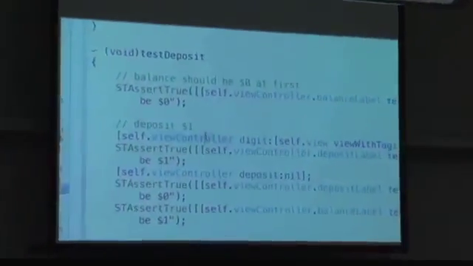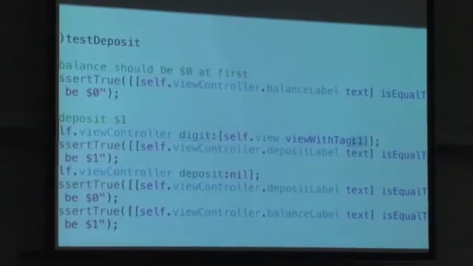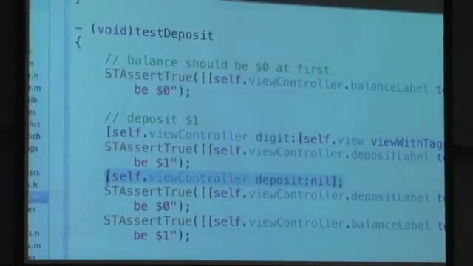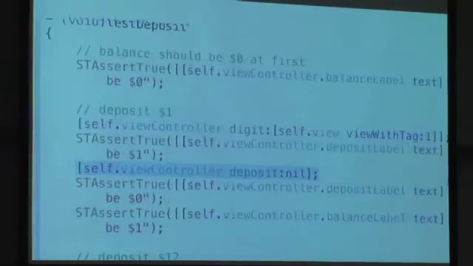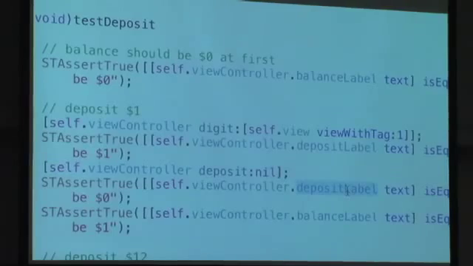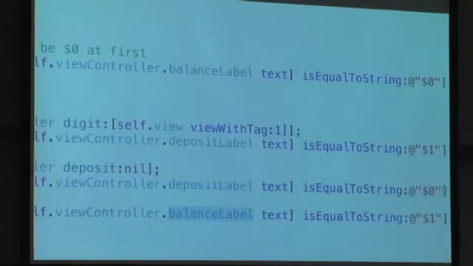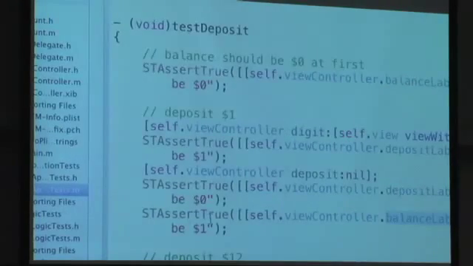How do I do that? Well, just as before, I pass to the view controller the digit message, and I pass in a view with tag 1 to effectively simulate pressing the number 1. Then I go ahead and simulate pressing the deposit button, passing in nil, because I don't care about what button hit deposit. There's only one of them, just like the clear button. And then I assert a couple of things. Once I hit deposit, I want to assert that the deposit label is now 0 and the balance label is now 1 because it's been moved from the top of the screen to the bottom of the UI.